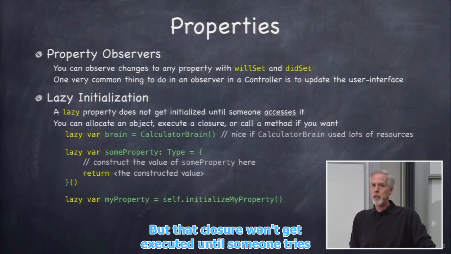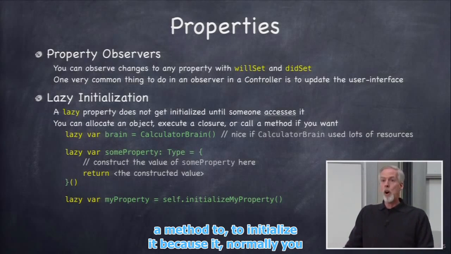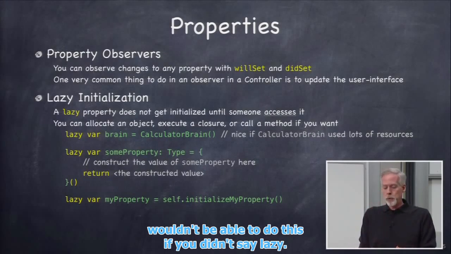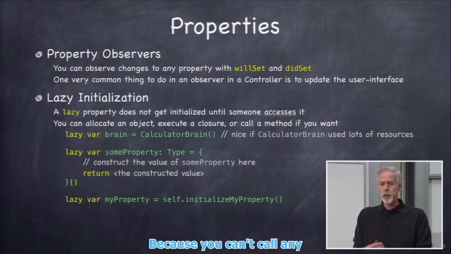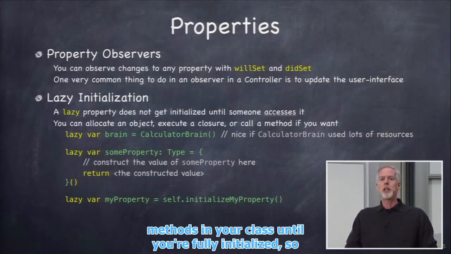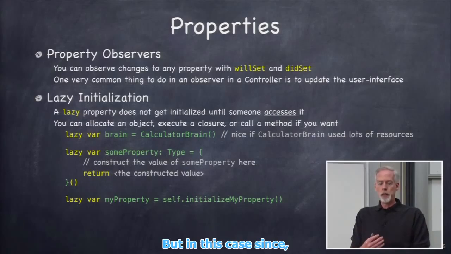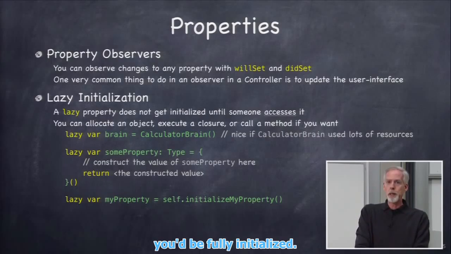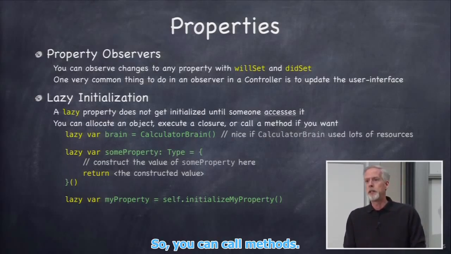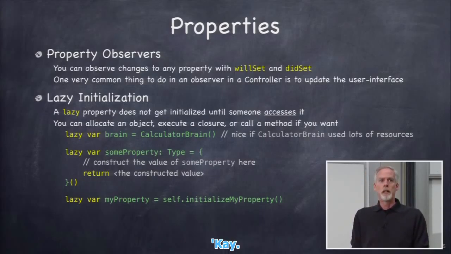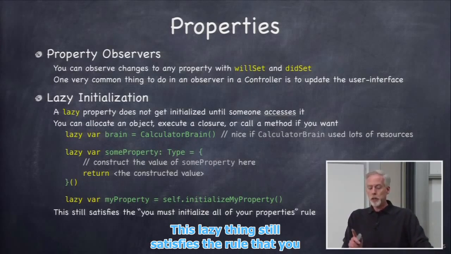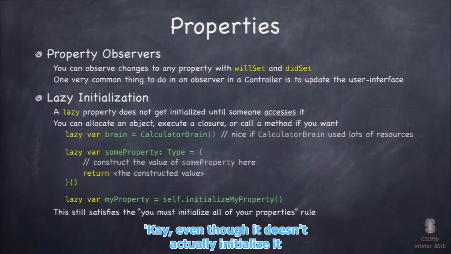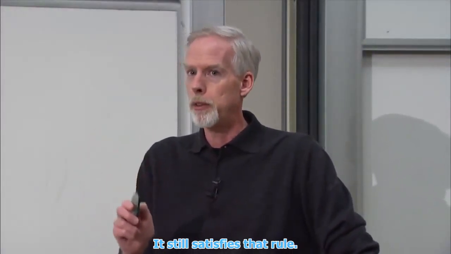And then in a lazy property, you could even call a method to initialize it. Normally you wouldn't be able to do this if you didn't say lazy, because you can't call any methods in your class until you're fully initialized. So there's a catch-22 there. But in this case, by the time someone tries to get this property, you'd be fully initialized. So you can call methods. Do you see the advantage of lazy there? This lazy thing still satisfies the rule that you must initialize all of your properties. Even though it doesn't actually initialize it until someone accesses it, it still satisfies that rule.